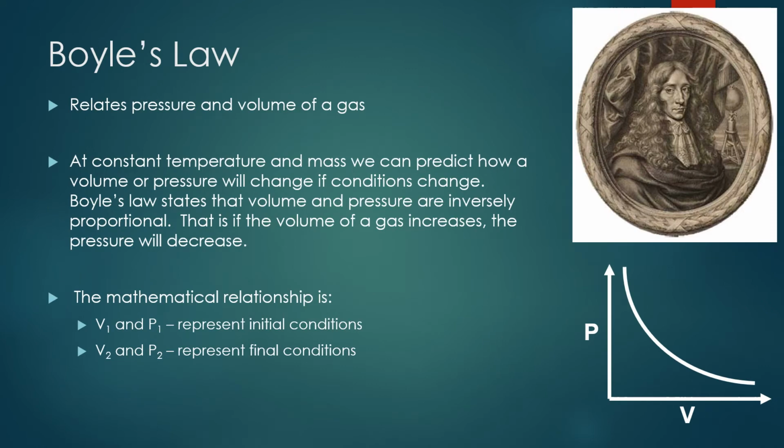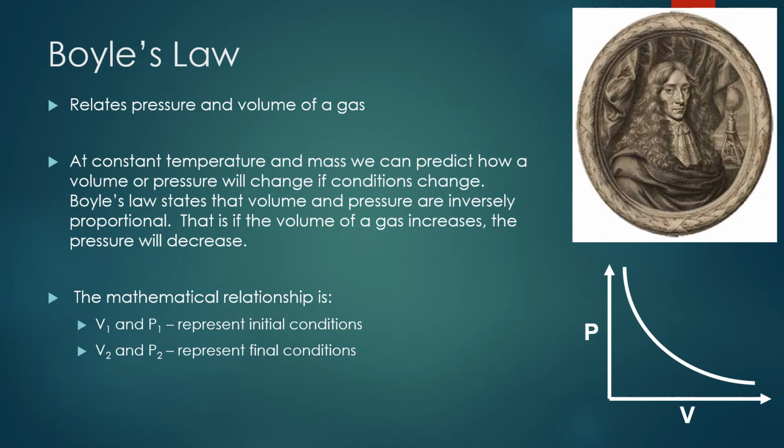The next thing we're going to talk about is our first gas law, which is Boyle's law. It was come up with by Robert Boyle in the 1600s, and it relates pressure and volume of a gas. At any constant temperature and mass, we can predict how a volume or pressure will change if the conditions change. Boyle's law states that the volume and pressure are inversely proportional. That is, if the volume of a gas increases, the pressure will decrease.